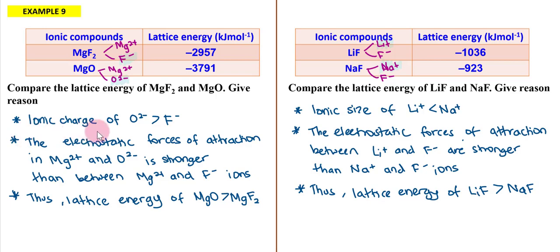While in this example, the ones that are different are the Li+ and Na+. The fluoride ion is the same for both compounds. Since the charge is the same, which is positive one, then we are going to discuss the ionic size effect on these two ionic compounds.